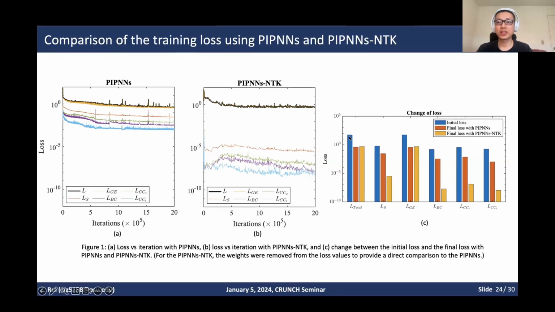The blue one is the initial loss, and in the first column, the first three are the total loss, and the other five are loss components. And the red one is the final loss with the PINNs without the NTK. And the third, orange one is the PINNs with NTK. So the first interesting thing is, when we introduce the NTK weight, the final loss is increased compared to the PINNs without the NTK.